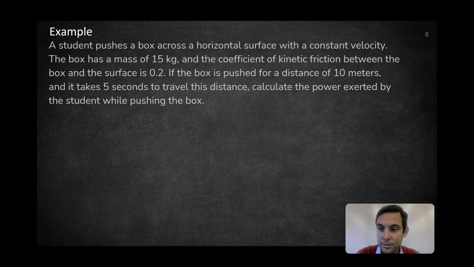Now let's look at an example. A student pushes a box across a horizontal surface with a constant velocity. The box has a mass of 15 kilograms and the coefficient of kinetic friction between the box and the surface is 0.2. If the box is pushed for a distance of 10 meters and it takes 5 seconds to travel this distance, calculate the power exerted by the student while pushing the box.